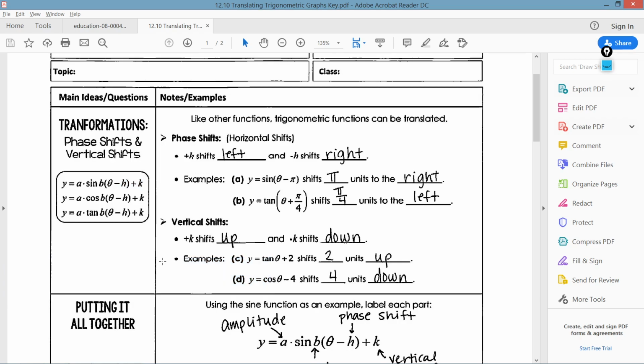What does h do? Well, remember, it's the opposite. Positive is to the right, but if we have a positive h, it actually moves things left. And if h is negative, it shifts things to the right. Exactly the same as quadratics and cubics and everything else we've done in this class. Plus h shifts left, minus h shifts right.